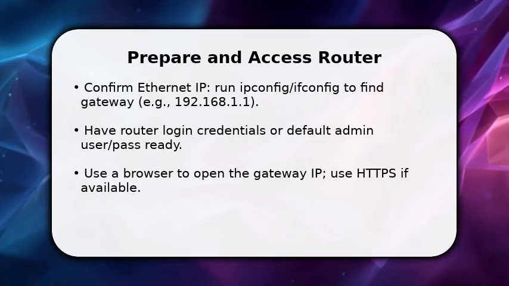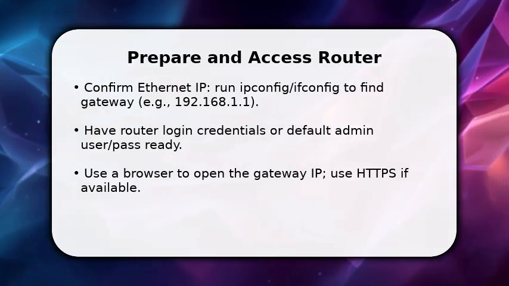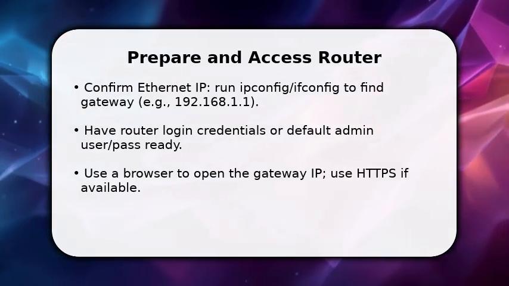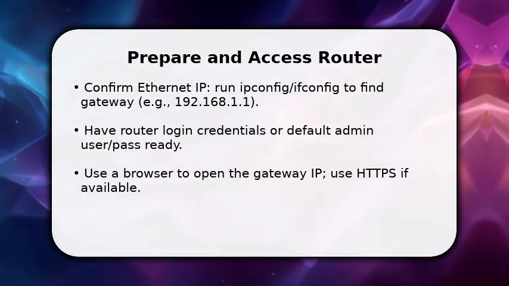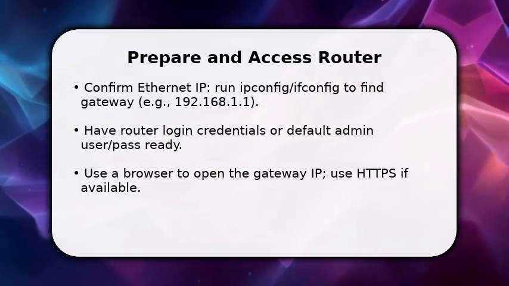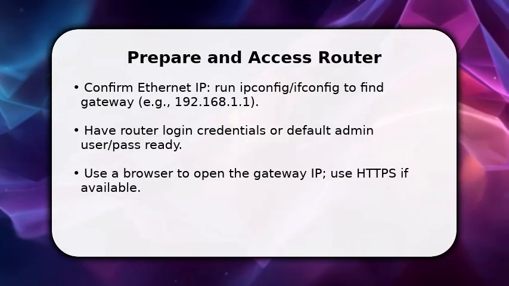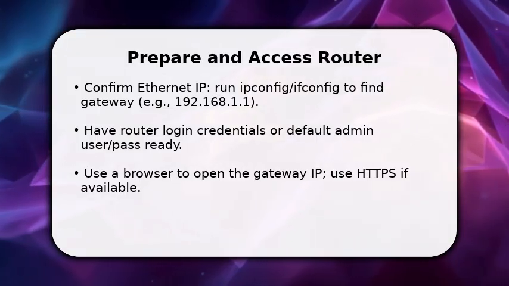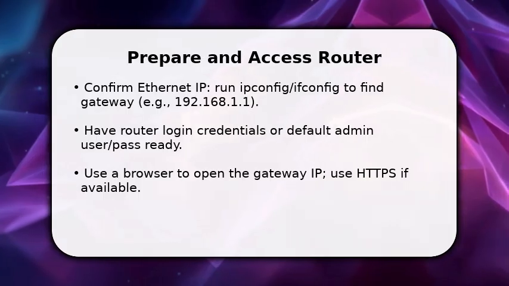You're on Ethernet, so start by finding the router gateway IP and open it in a browser. This gives direct access to device settings. Once done, log in with the admin account or the label default credentials. Routers block changes without auth, so this step is essential.